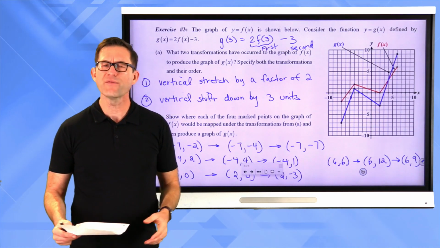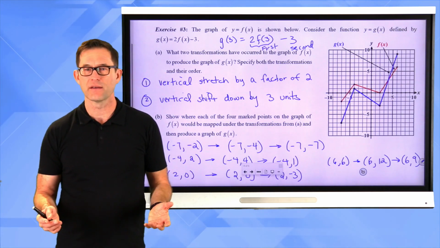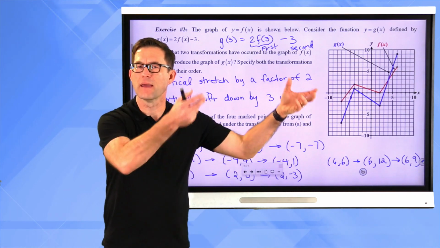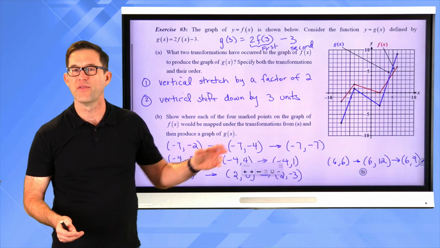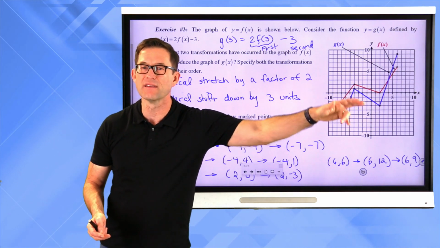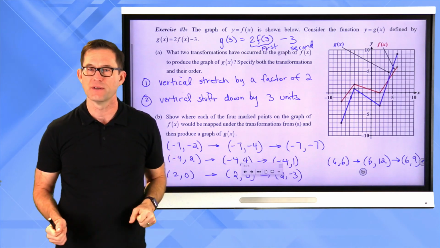And of course, it looks very different now, right? If all we were doing was shifting it, then it would look exactly the same. It would just be down 3 units. In fact, if we dilated it, then it would have the same shape that we see in the blue. It just wouldn't have been shifted at all. It just would have been stretched.